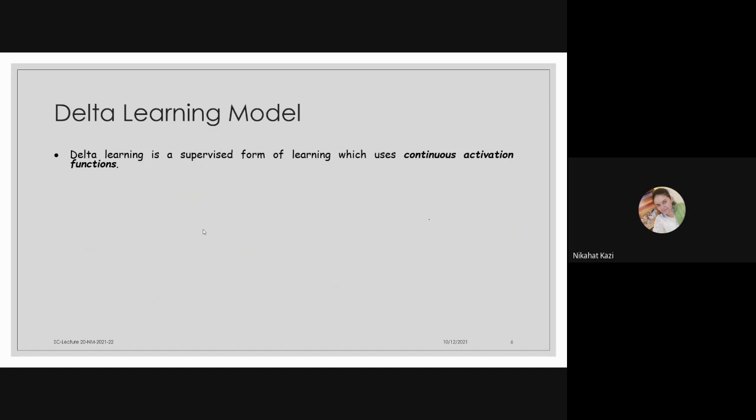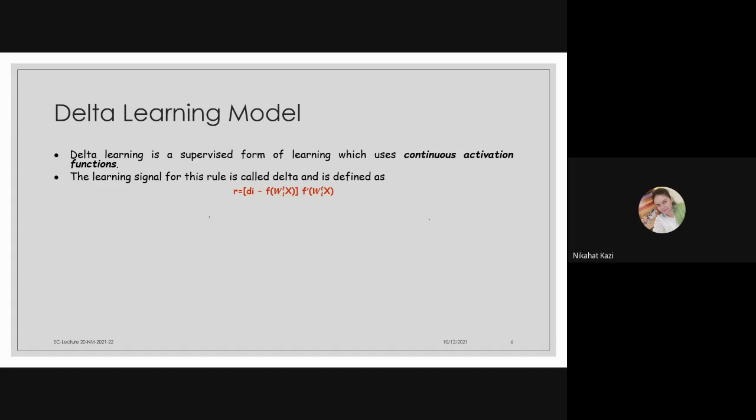So delta learning is supervised, similar to perceptron. You require the label. It uses continuous activation functions, and the learning signal for this rule is called delta, because the name comes from the learning rule. It is defined as di minus f of w transpose x, times f dash of w transpose x, where f dash is nothing but the derivative. This is the learning signal.